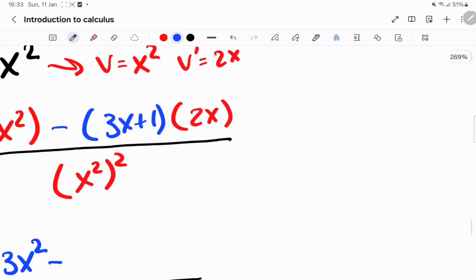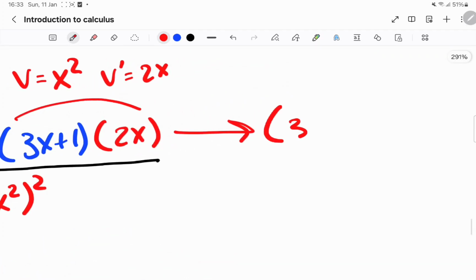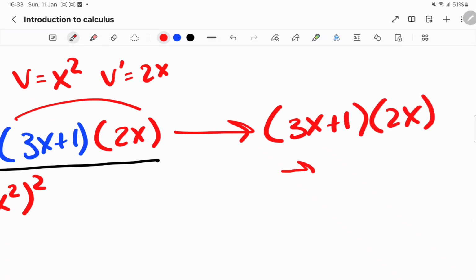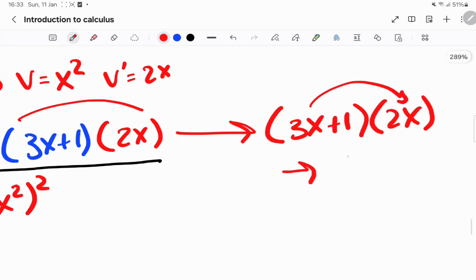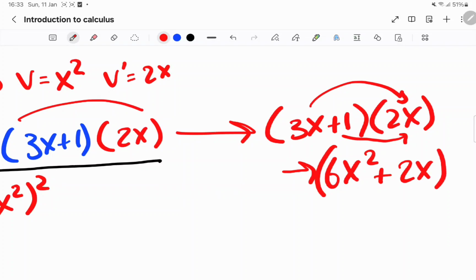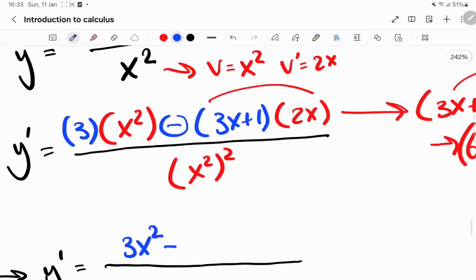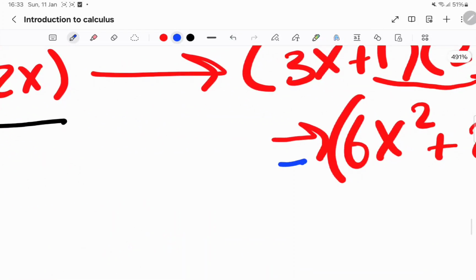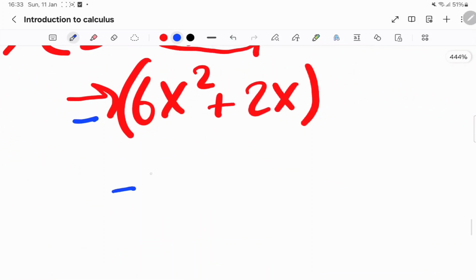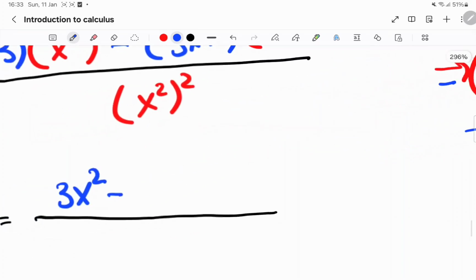minus, let's do this a little bit on the side, just so we don't get mixed up, 3x plus 1 times 2x. Remember, 3x times 2x is 6x squared, 1 times 2x is plus 2x. But there's a negative sign, so I put the negative up front. We have negative 6x squared, negative 2x. Now you just bring that back.